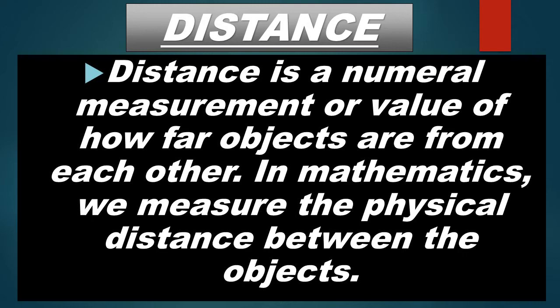According to the given definition, distance is a numerical measurement or value of how far objects are from each other. In mathematics, we measure the physical distance between objects. What measures length? Distance measures length. For example, the distance of a road is how long the road is. In the metric system of measurement, the most common units of distance are millimeters, centimeters, meters, and kilometers.